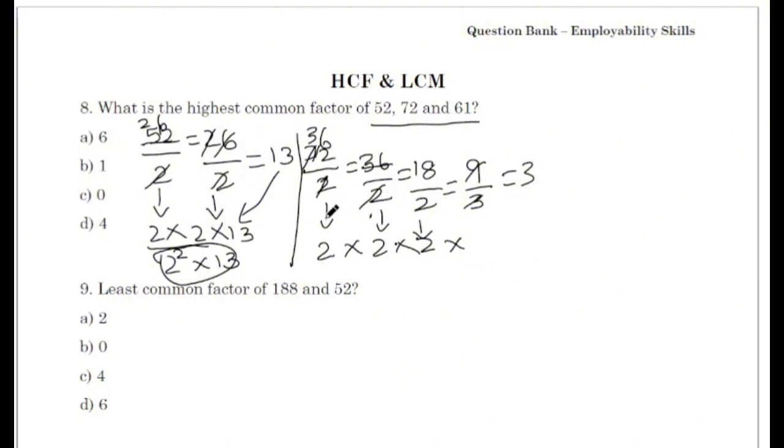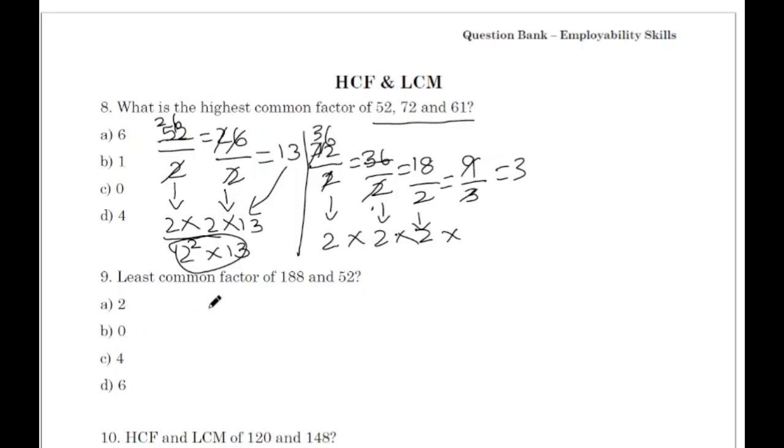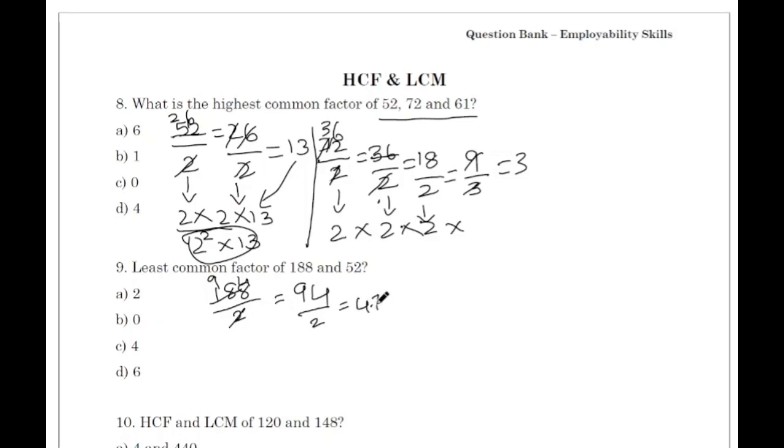Okay, let me go with the least common multiple with 188 divided by 2. How much? 94, because 2 nines are 18, 2 fours are 8, 94. Then 94 divided by 2 is equal to 47, and 47 is a prime number. And again, 52. 52 we have done earlier.